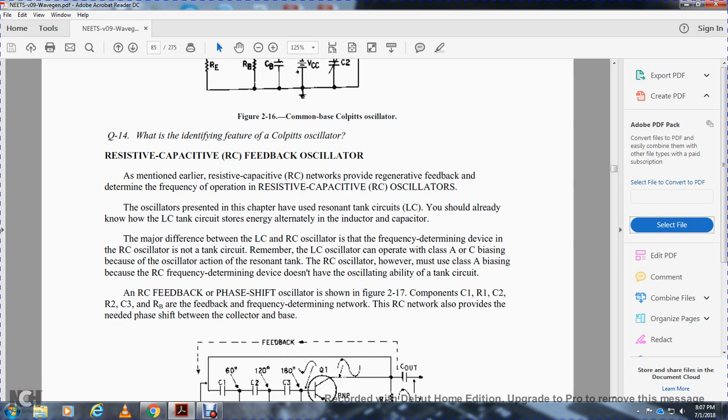Remember, the LC oscillator can operate with a class A or class C bias because of the oscillator action of the resonant tank. The RC oscillator, however, must use class A bias because the RC frequency-determining device does not have the oscillating ability of a tank circuit.